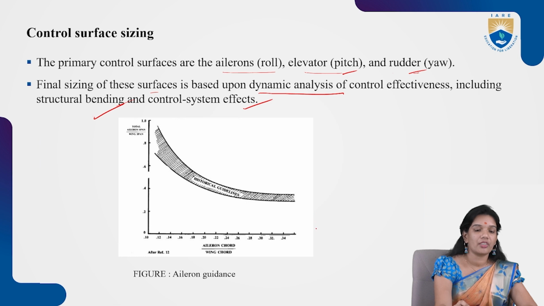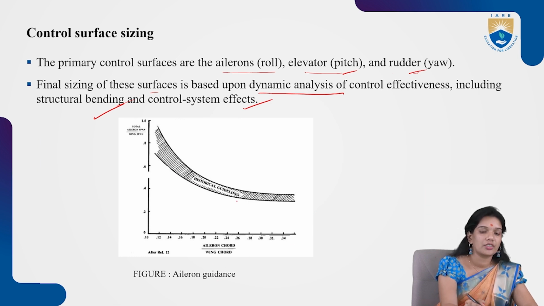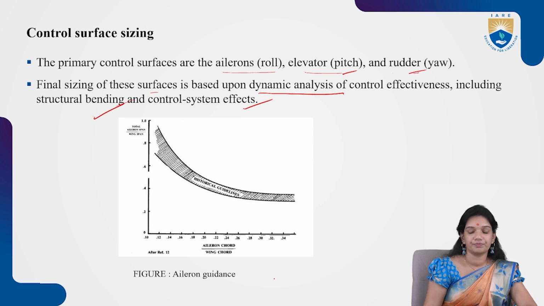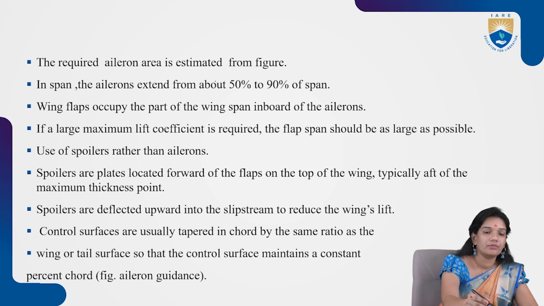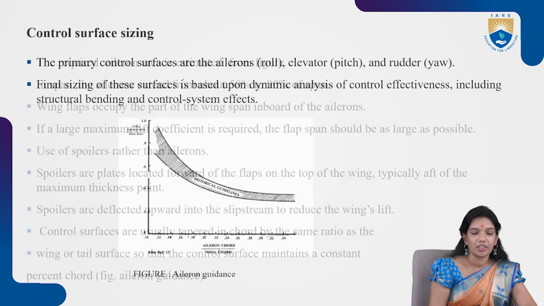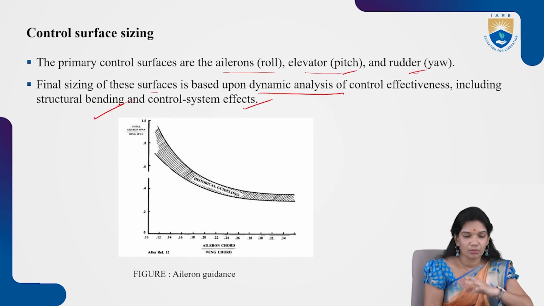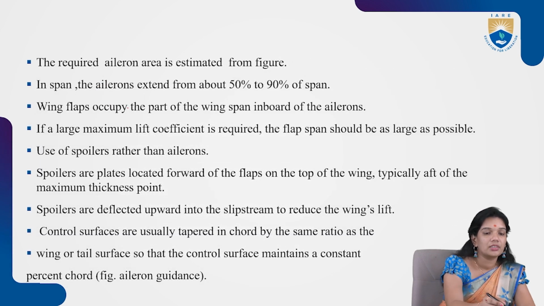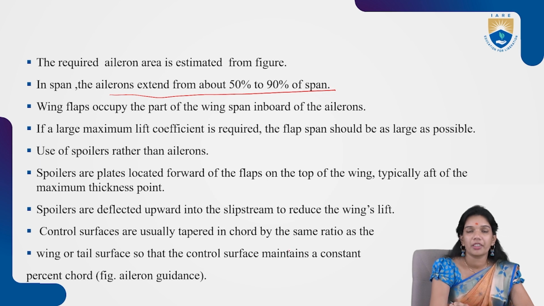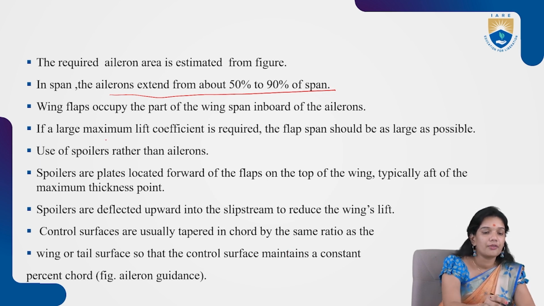The figure shows the aileron guidance here, right? This is the historical guideline for how my aileron chord relates to the wing chord. The required aileron area can be taken from the figure. So whatever aileron area you want, that should be taken from this aileron guidance. Then in the span, the ailerons extend from about 50 to 90% of the span. Then wing flaps.